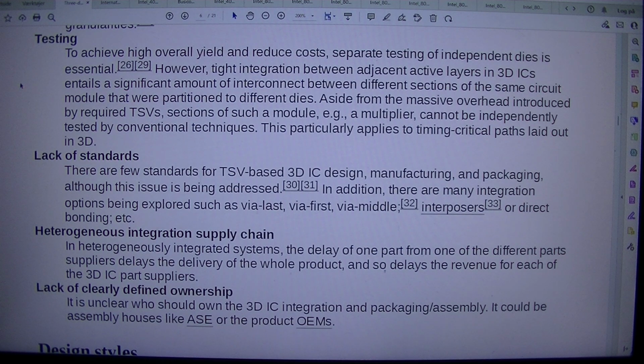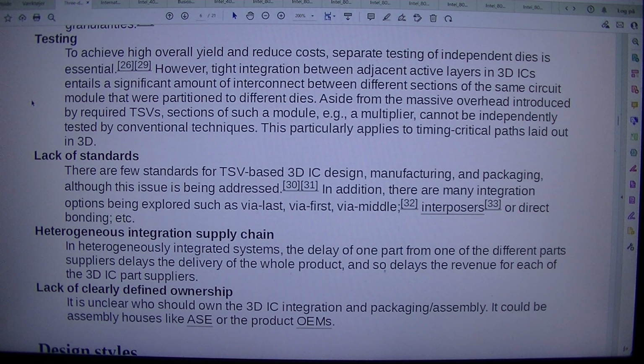Lack of standards. There are few standards for TSV-based 3D IC design, manufacturing, and packaging, although this issue is being addressed. In addition, there are many integration options being explored, such as via last, via first, via middle, interposers, or direct bonding, etc.